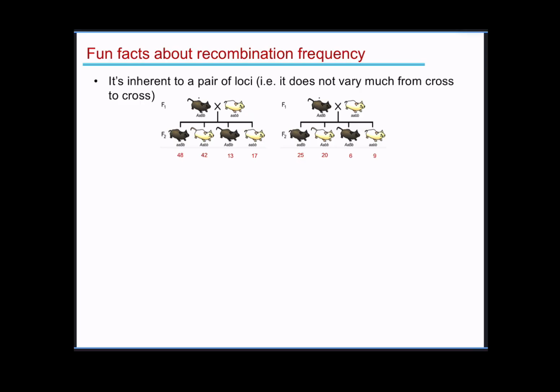Because recombination frequency doesn't have to do with a specific mating event. Recombination frequency is inherent to how close or far away from each other the alleles are in DNA. And that doesn't change whether you have 120 pups in the progeny or 10 pups in the progeny, okay?